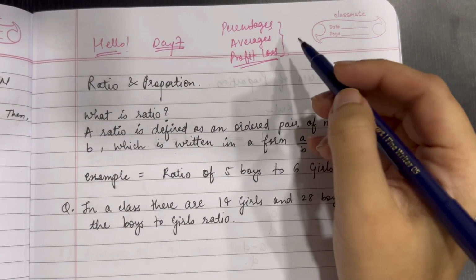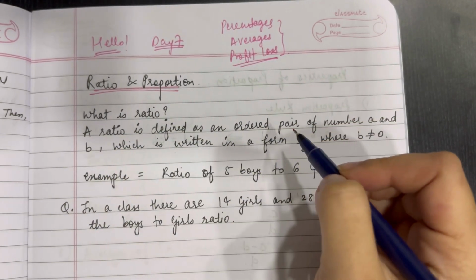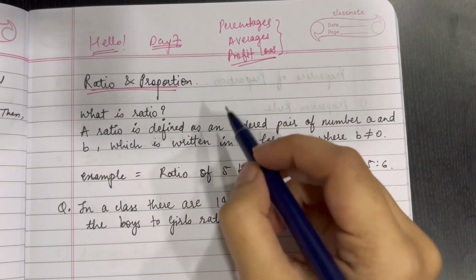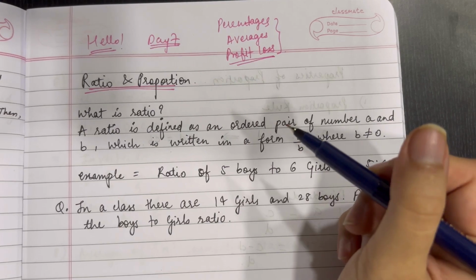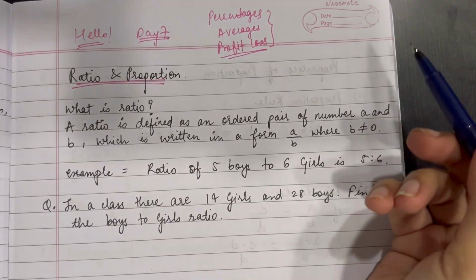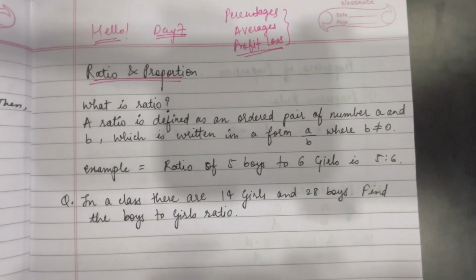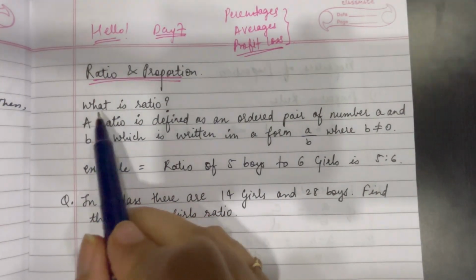Now, let's get started with ratio and proportion. You would have studied this in class 8th and 9th, but still it is a very important topic in CAT. So, let us revise if you have already studied, and if you have not studied, get on to the journey with me so that we can study it together. Alright, so let's start with what is ratio.